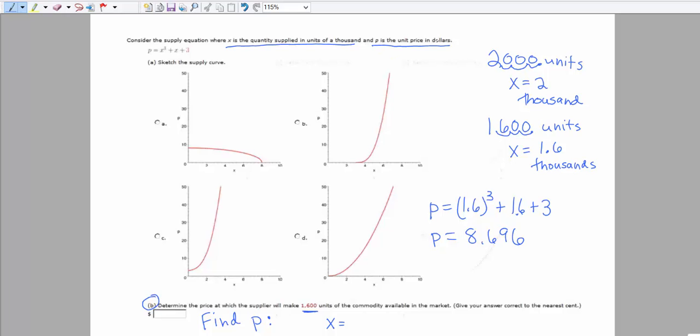and remember that P is measured in dollars, so this is just $8.696. We're asked to round our answer to the nearest cent, so that would be approximately 8 point, and we're going to round this up, which would round that up to 70. So our price would be $8.70.